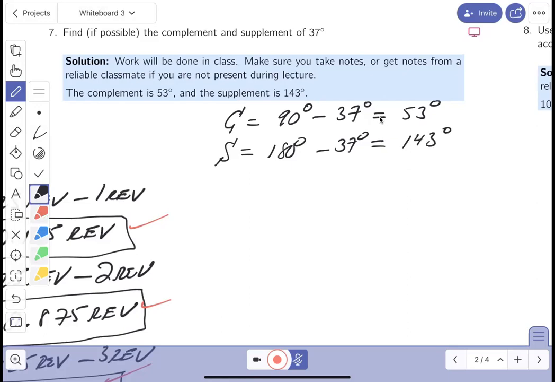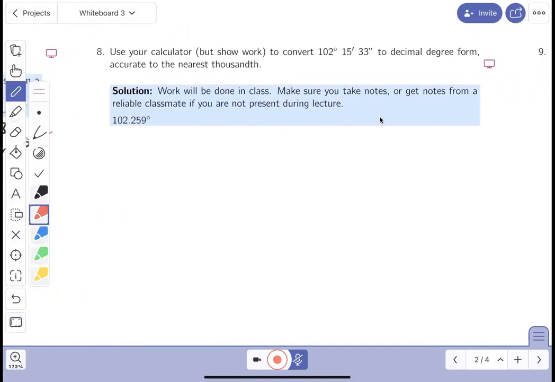So I found the complement. The complement is 53 degrees. I want to point out that's written down for you. And I found the supplement, and the supplement, they say, is 143 degrees. We're in agreement, and that's good news. We want to be in agreement. All right, let me go to number 8.